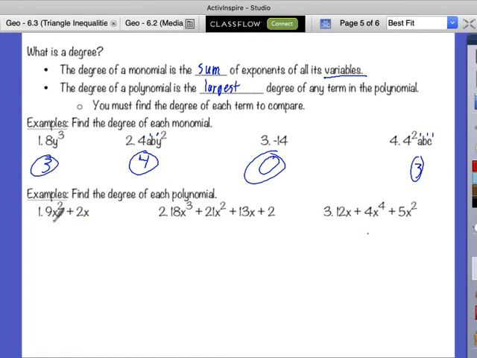9x squared. Well, no, the degree is 2. The degree is 2 because the exponent has a power of 2. It's the only exponent. Nectaria, what's the degree of this 2x? 1. Okay? Now we don't add them together because for a polynomial, we just take the largest of these. So Presley, which one is larger? 2. So the degree of this polynomial is 2. We just go based on the largest one.